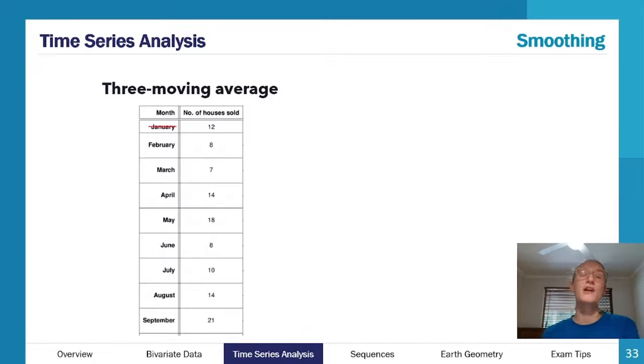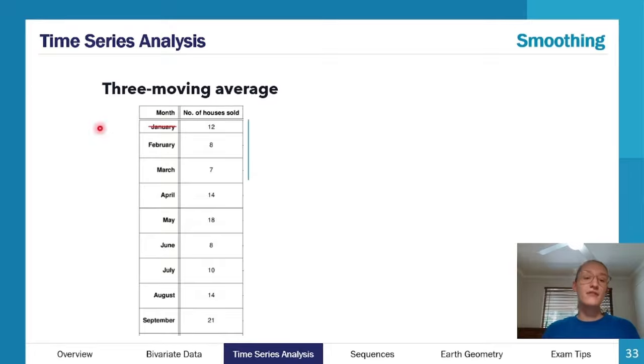So again, step 1, we cannot smooth the first month because there's no point before it or no point to the left of it to smooth it with. There's no month before January in this data set. So we have nothing to average January with. So we can't do January. So we move on to February.